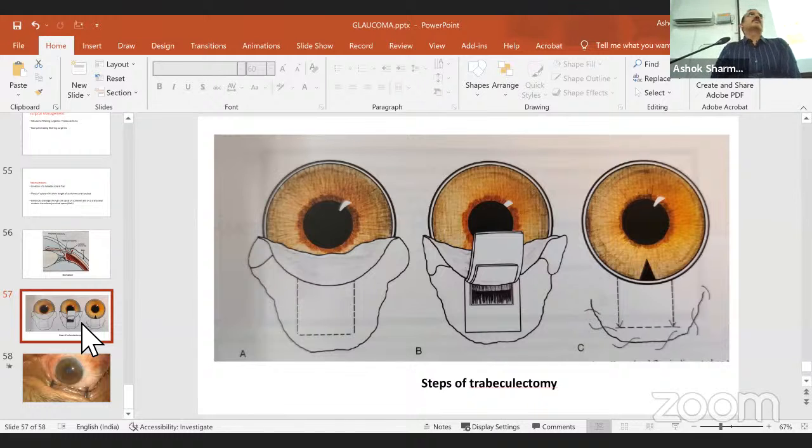I've given you an overview of glaucoma. Go home, read it. If you have any difficulties, we can discuss on Monday. And Monday is Dr. Hansraj's class, which I am taking. He's on vacation. And Thursday is my own class. Otherwise, also you can come to the OPD, we can discuss it. Thank you.